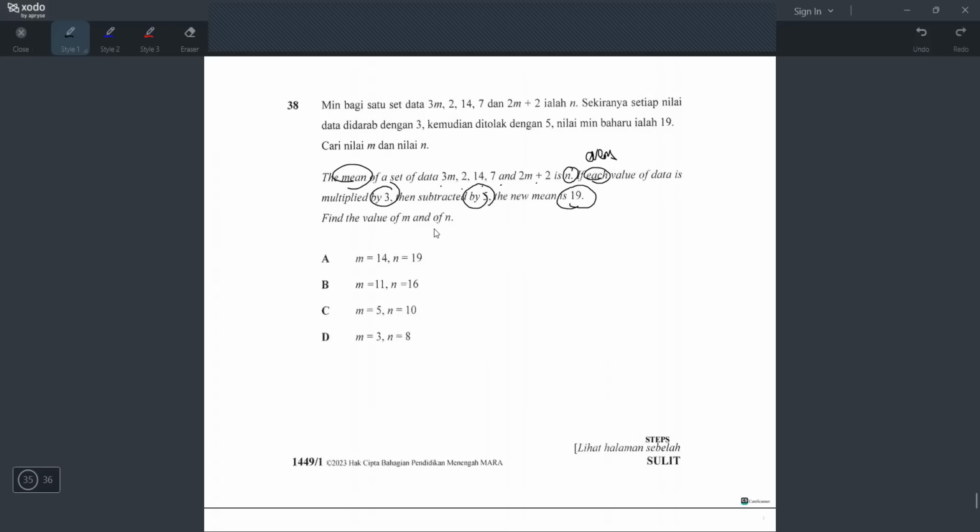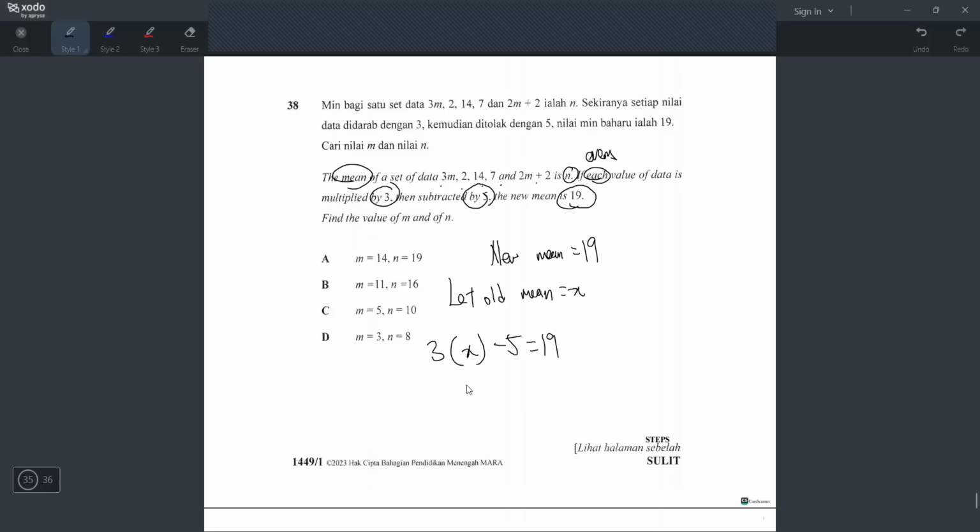If I were to do this question, I will do it fast. So how I'll do it is, the new mean is 19, right? The new mean is after I take every value multiplied by 3, subtracted by 5. So I can let the old mean become x. When I take the x, the old mean, multiplied by 3, subtracted by 5, I will get 19. Because if I take all values of the old data times 3 minus 5, then the mean of my new data will also be times 3 minus 5. That is why I can do it like this.